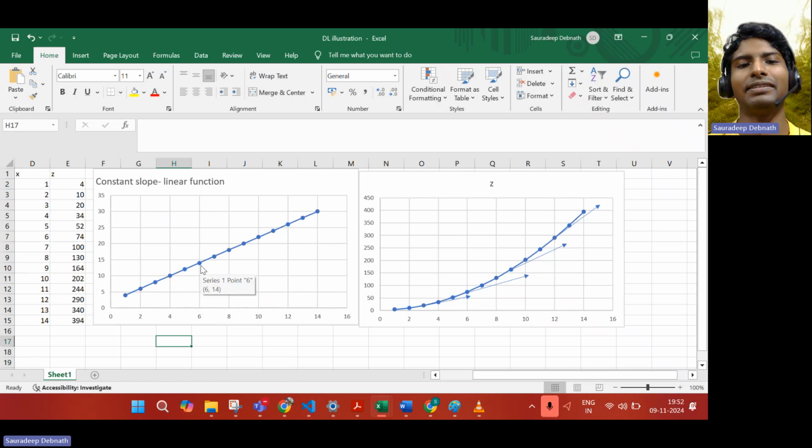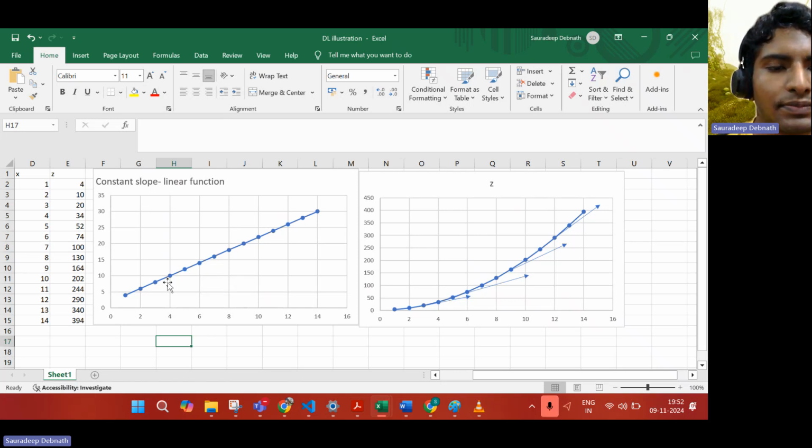I'm assuming it's linear, but suppose I don't know it. So what can I do? I can just consider the difference between 4 and 6, which is 2, and then multiply with the slope, right? That way I can calculate. If we assume the function is linear, then we can just take the slope into consideration.